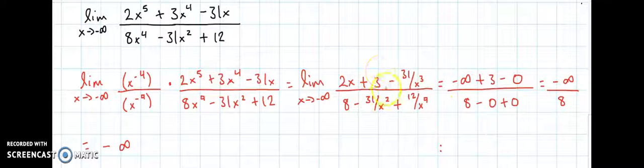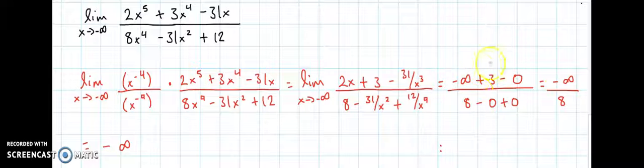The limit of a constant always stays the constant. So this stays as plus 3. And this fraction is over x, so it stays at 0. Down here, 8 stays as 8 because the limit of a constant stays the same number. This value is over x, so it stays at 0. And this value is also over x, so the limit of it is also 0. This gives us negative infinity over 8.